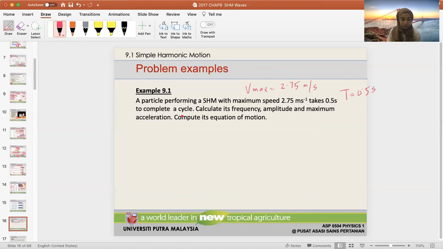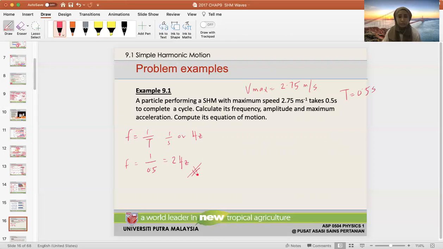Okay, so how do we do this one? Okay, so we know that T is related to frequency, right? So frequency is 1 over T. The unit for frequency can be 1 over second or hertz. Both are acceptable. So frequency becomes 1 over 0.5. That's easy peasy. 2 hertz. That's your first one.